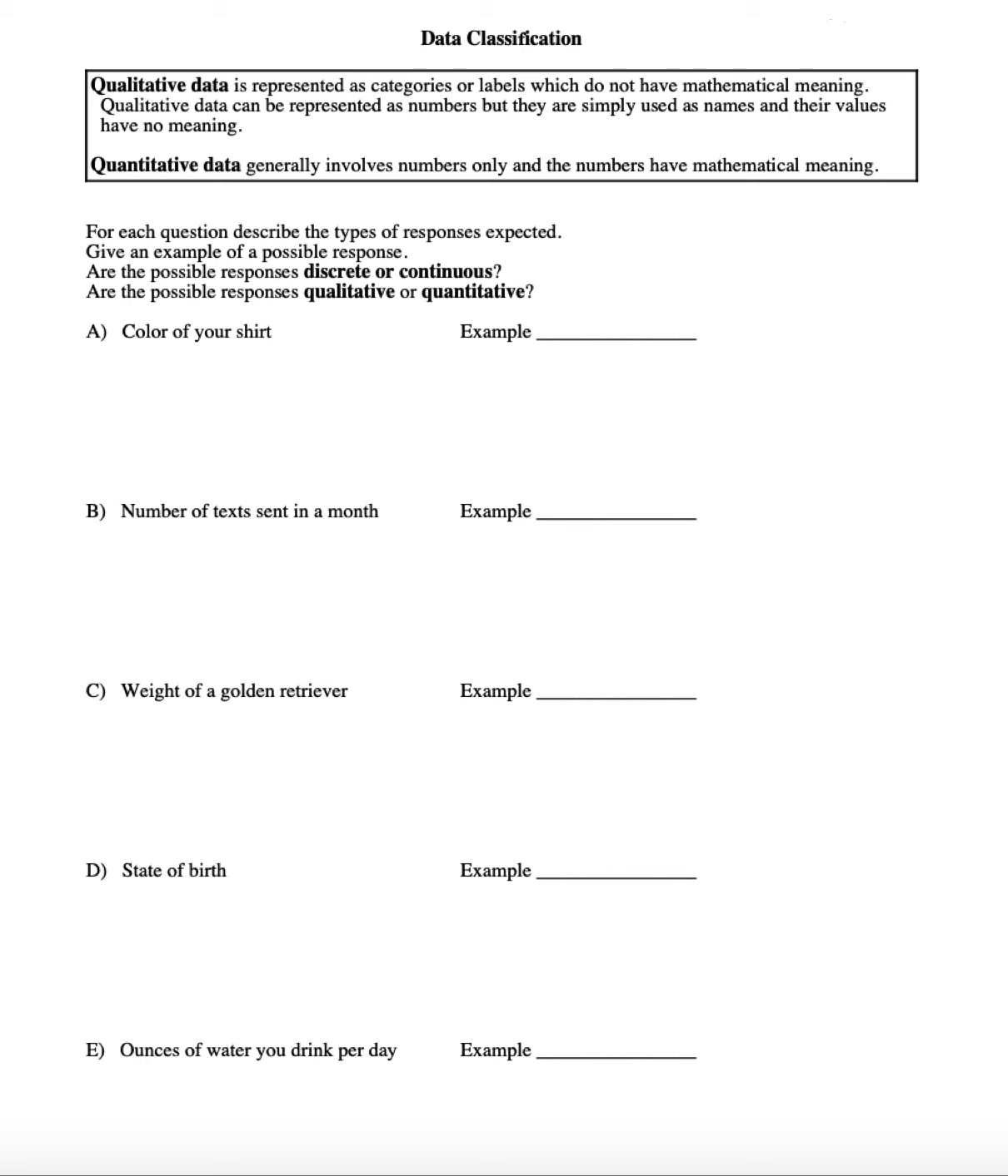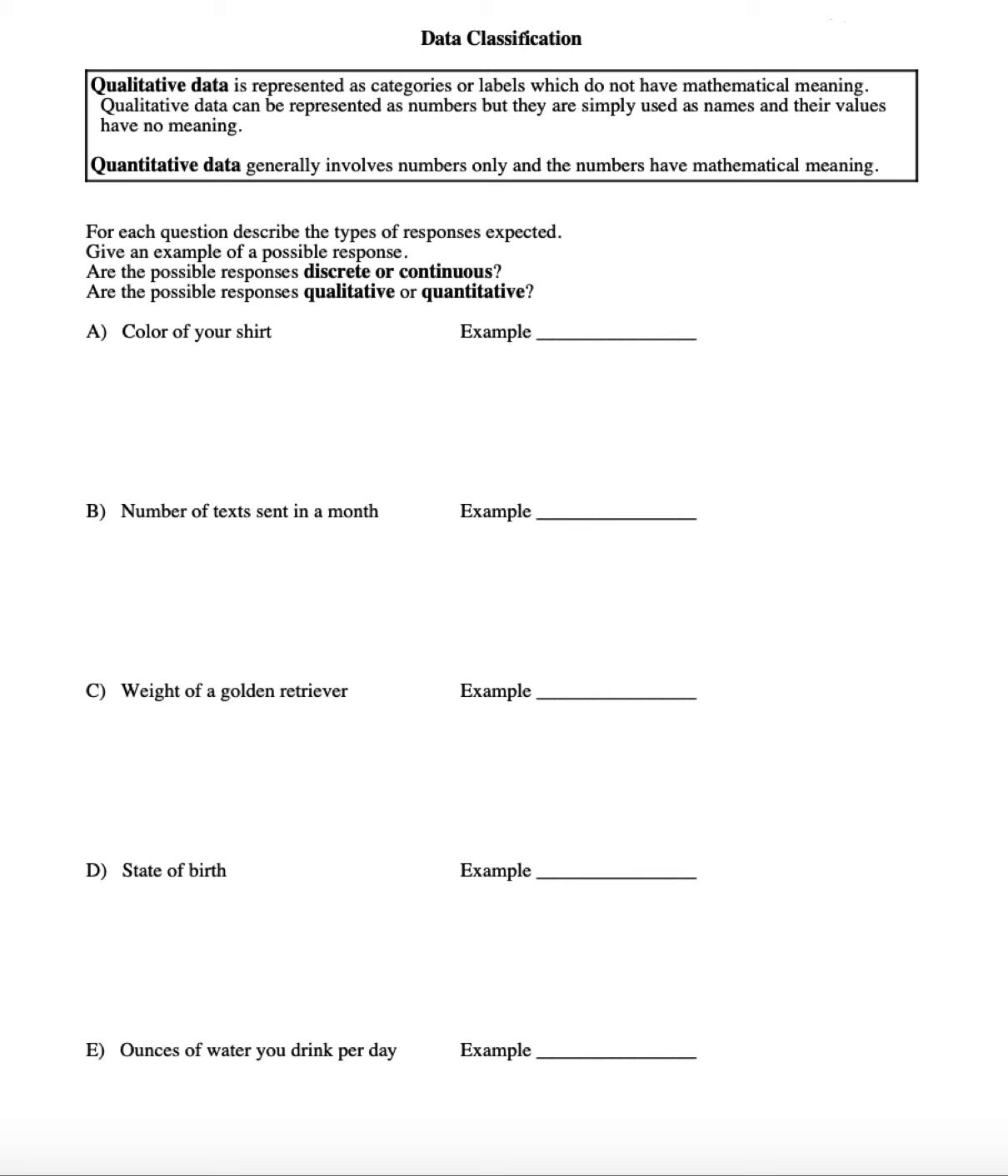Qualitative data is represented as categories or labels, which don't have any mathematical meaning. It is possible in some circumstances that qualitative data could be represented as numbers, but they would simply be used as names, and their values would have no meaning. Quantitative data, on the other hand, involves numbers only, and the numbers have mathematical meaning.